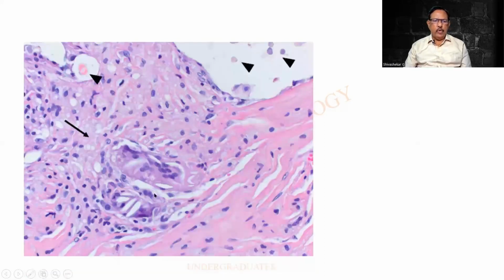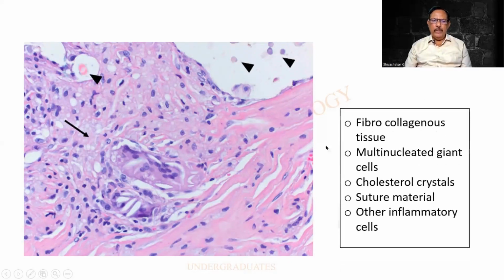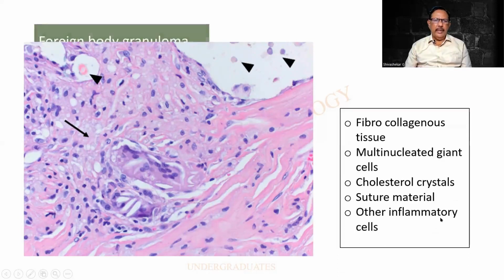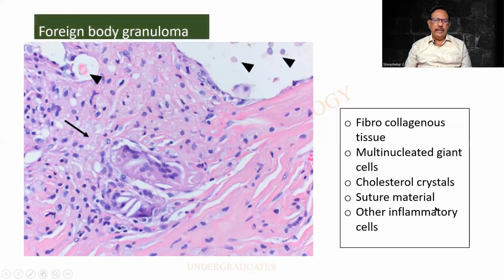This is another picture, you may have it. So these are the cholesterol clefts or crystals. This may be seen, or some suture material that is undigested can be seen, which is being phagocytosed by this. Such an area can be focused, and this is the collagen in the background. So fibrocollagenous tissue, multinucleated giant cells, cholesterol clefts, sometimes suture material, and other inflammatory cells. The diagnosis is foreign body granuloma.